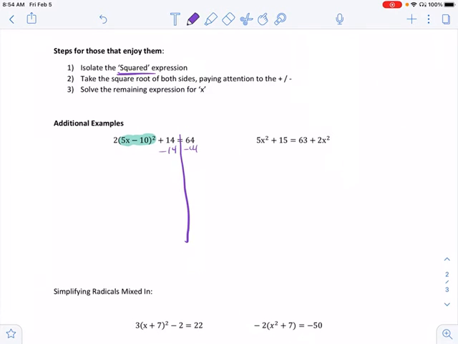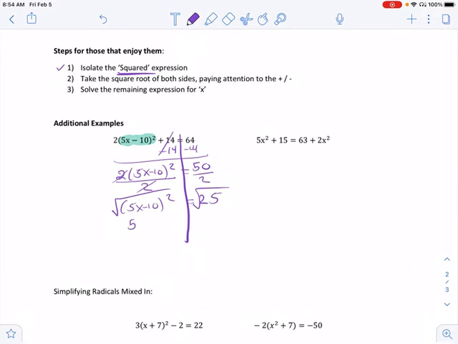So I'm just going to subtract 14 from both sides. And now I have 2 times (5x minus 10) squared equals 50. Going to divide by 2 on both sides. And now I've basically accomplished step one, right? I've isolated the part that's being squared. Now I'm going to take the square root of both sides. So I have 5x minus 10 on this side. It's no longer being squared because I square rooted. And on this side, I'm going to get plus or minus 5.